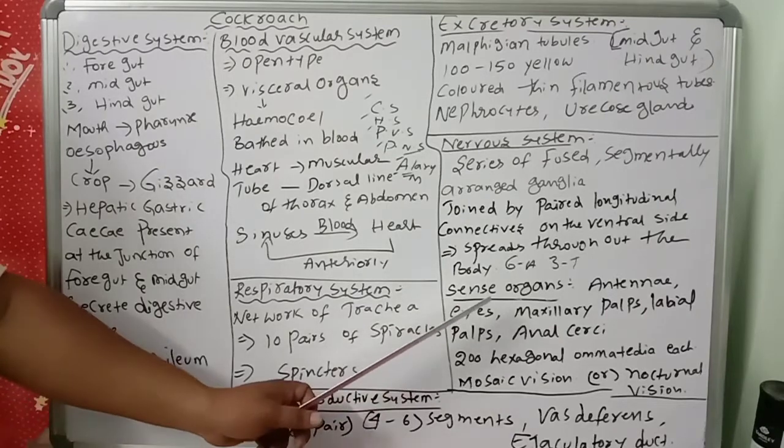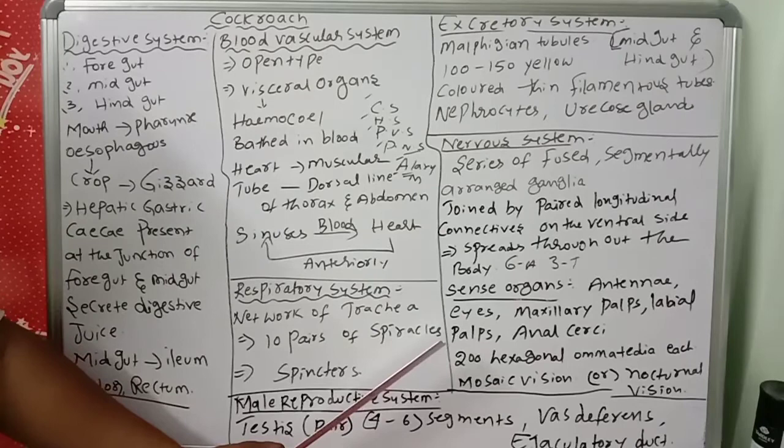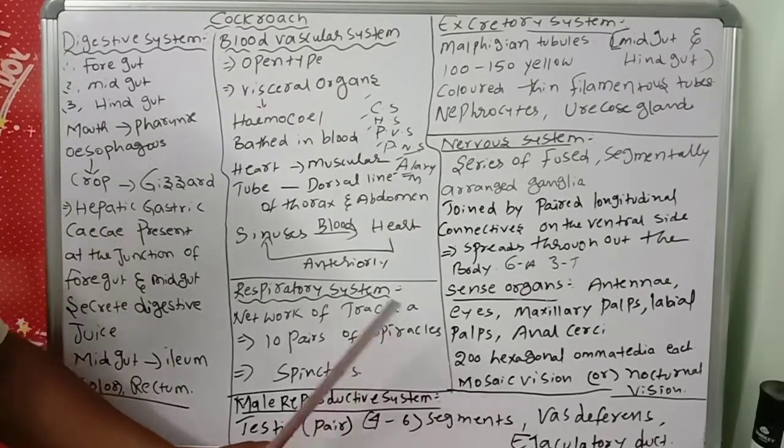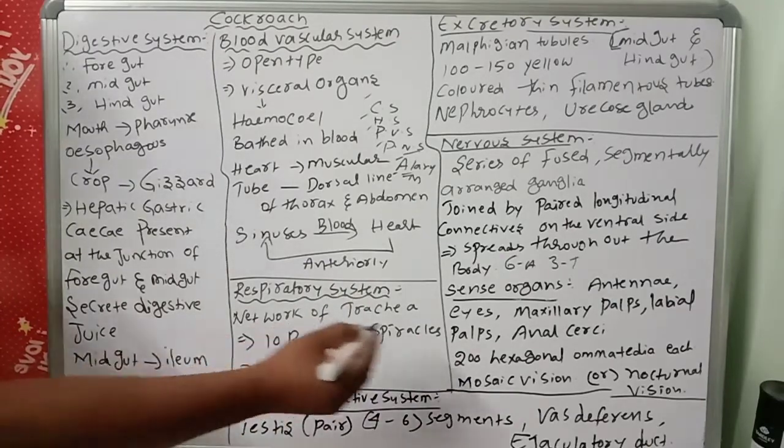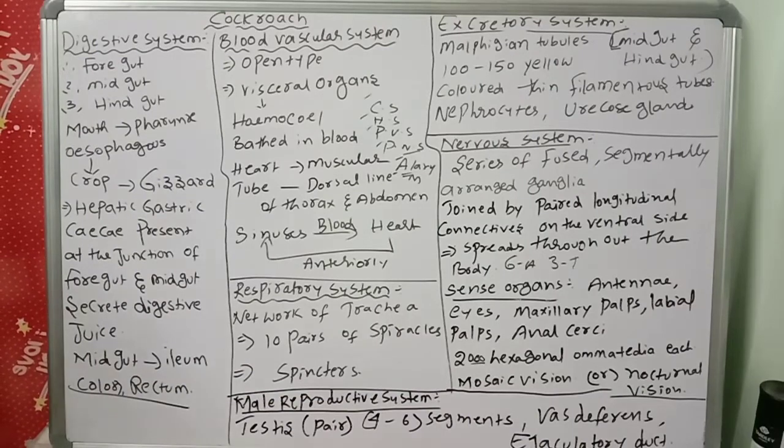And what's the specialty of the eyes? This is very important. A cockroach eye consists of 2000, not 200, 2000 hexagonal ommatidia. What is it called? Hexagonal ommatidia.